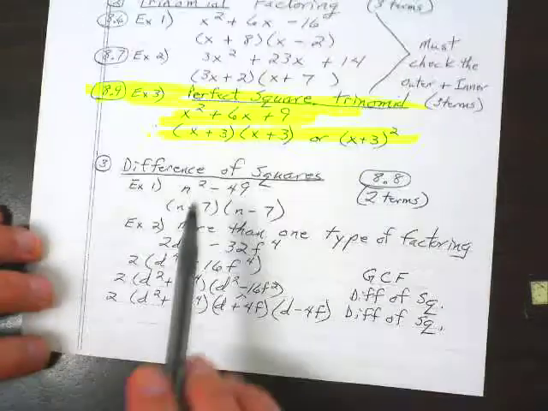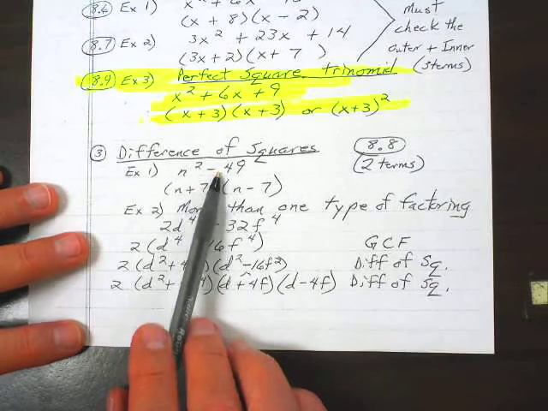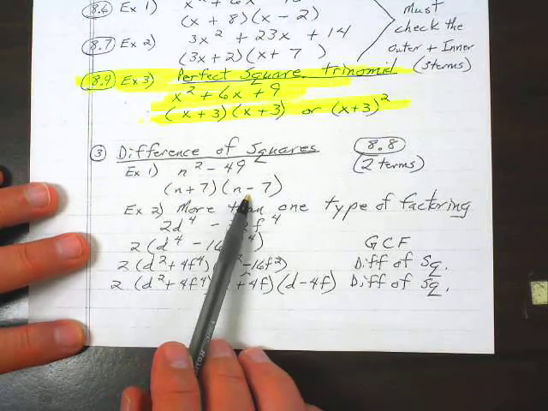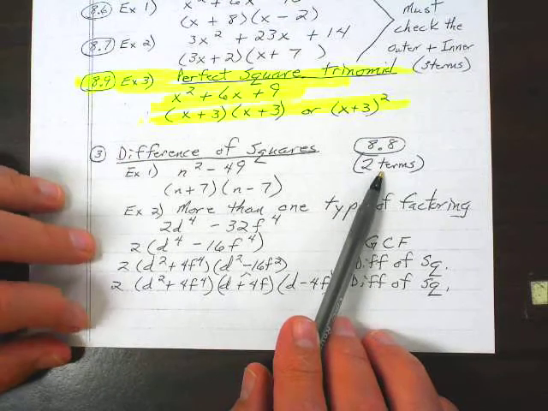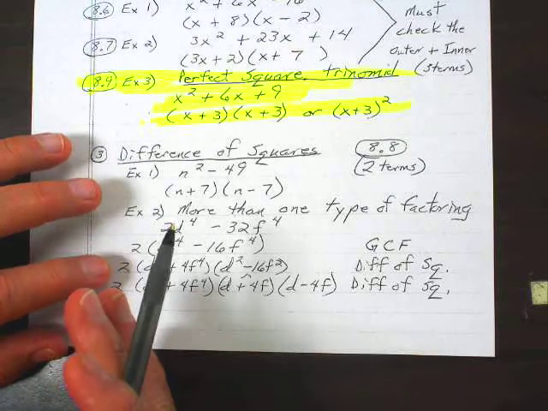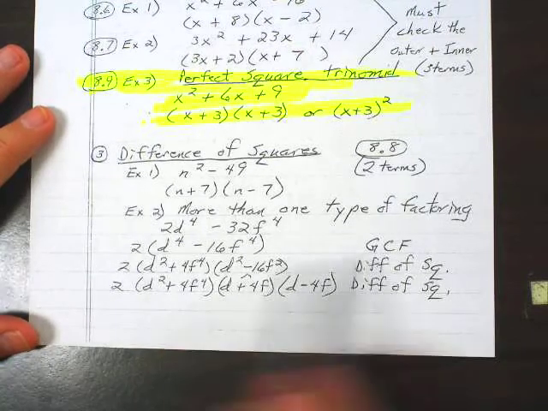Okay, and then in 8.8, we did difference of squares. Like if you had n squared minus 49, that was n plus 7, n minus 7. The only way you can do difference of squares is if you have 2 terms, there's a minus sign in the middle, and there's 2 perfect squares. Okay? This is an example of when you have more than one type of factoring.